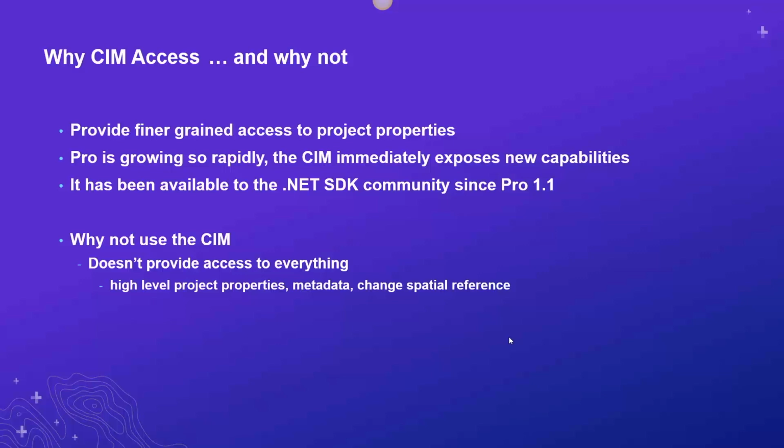Metadata can't be gotten to through the CIM, but understand that at ArcGIS Pro 2.4 or 2.5, I don't remember, a metadata module has been made available, so arcpy.metadata. And through that module, you can get to metadata capabilities. But anyway, there are other examples like changing spatial reference that you just can't really do with the CIM because it's really, really hard. So spatial reference is persisted all throughout the CIM.